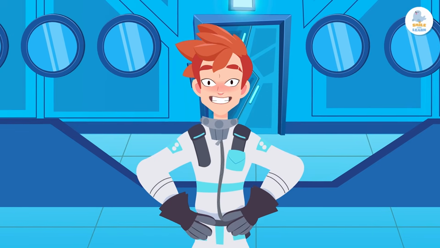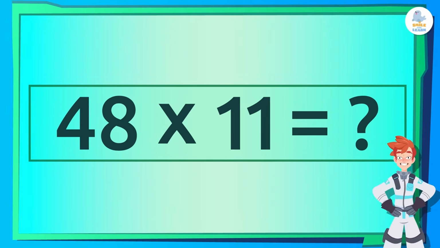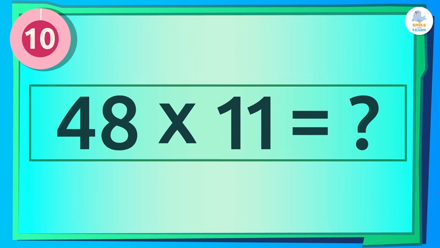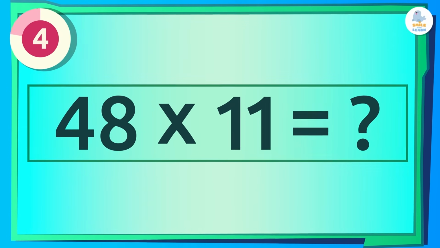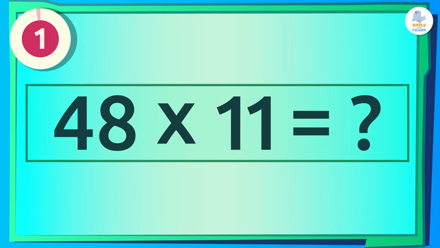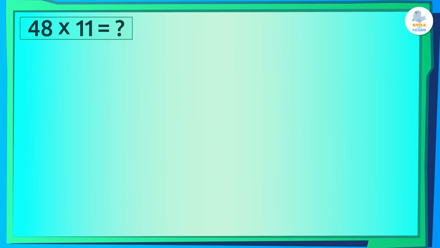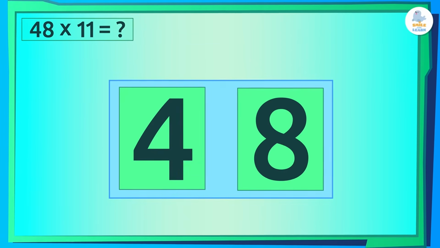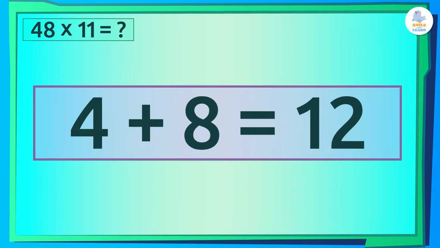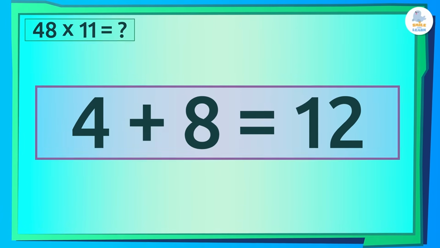Now it's your turn. What is 48 times 11? As you know, the first thing you have to do is separate the two digits, 4 and 8. Then we add those two digits. 4 plus 8 equals 12.